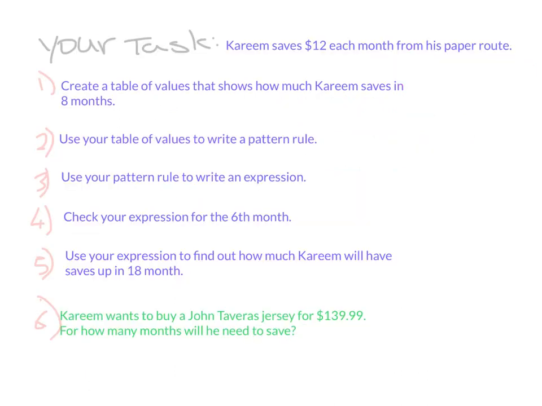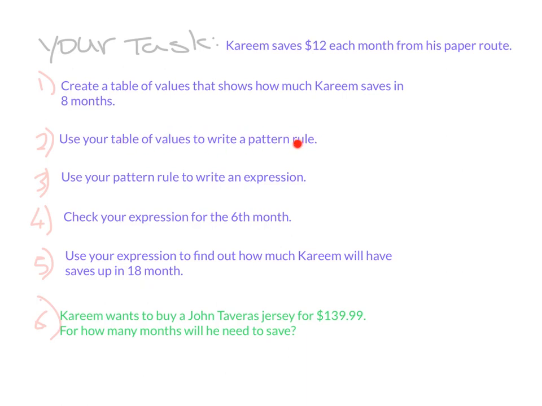Now I'm going to leave you with a question. Your task is to solve this. Again, it's the same thing that we just did on the previous screen, just with a different question. This time it says, Colleen saves $12 each month from his newspaper route. You're creating a table of values up to 8. You're using your table to write a pattern rule.